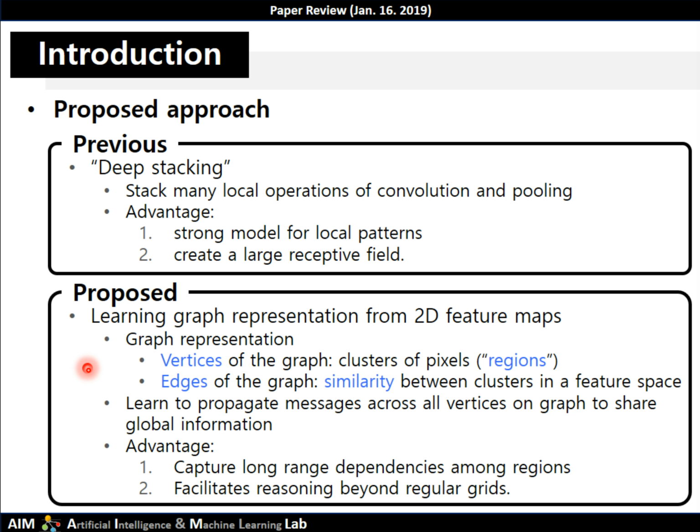The vertices of the graph define clusters of pixels called regions, and edges measure the similarity between these clusters in a feature space. This graph representation learns to propagate messages across all vertices on the graph to share global information. Also, this graph representation facilitates reasoning beyond regular grids and can capture long-range dependencies among regions.